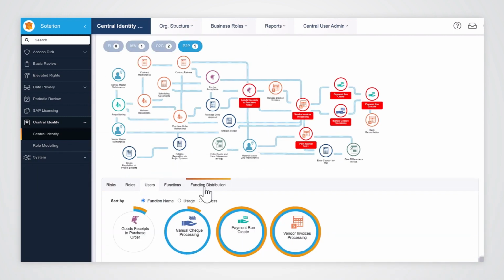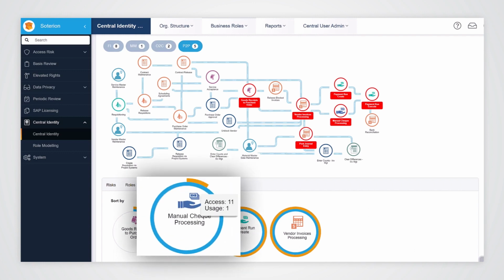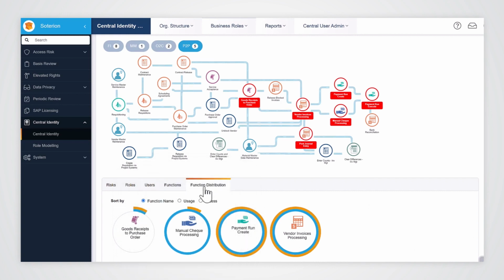Graphical reports highlight what access is being used by those users assigned to the business role, allowing for business role re-engineering to ensure appropriate access is continuously provided to SAP users.